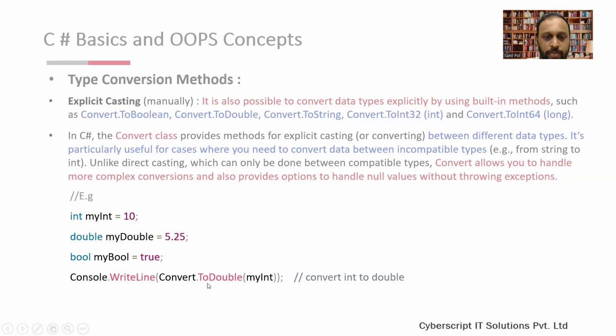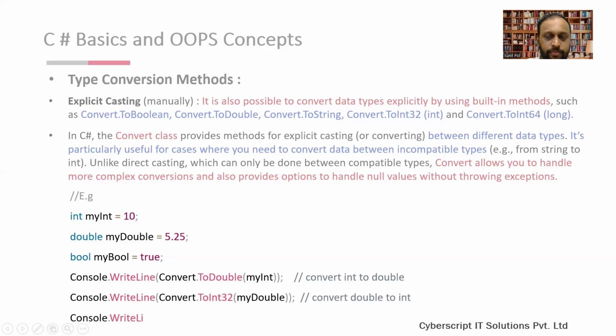So Convert.ToDouble(myInt) will convert this value into a double with the help of the Convert class and the ToDouble method. So this myInt is converted into the double data type. Here on the command prompt, we are printing my double value and converting it into an integer with the help of the ToInt32 method in the Convert class. So it will convert the double value to an int value.